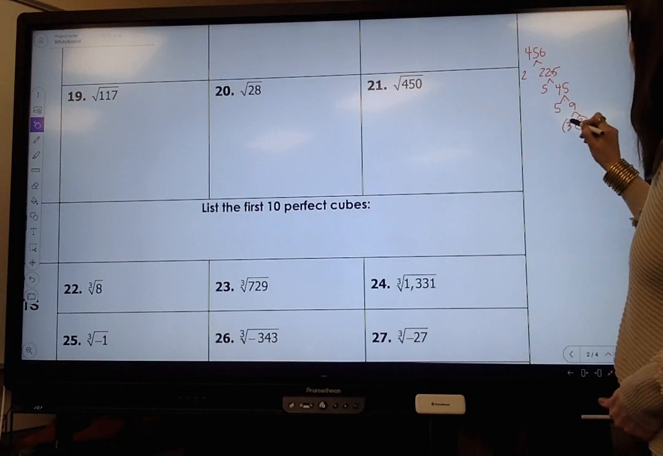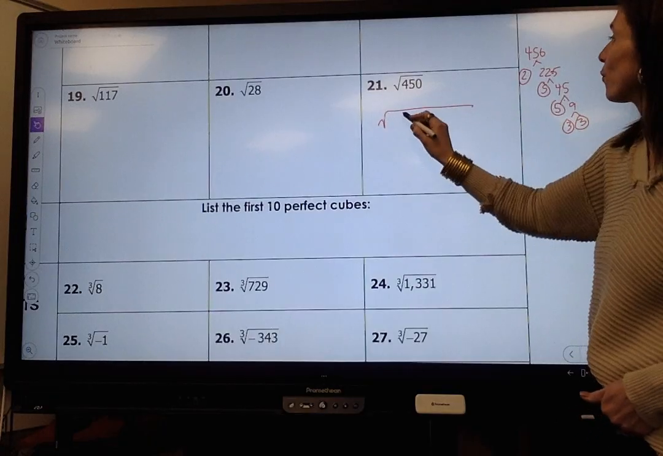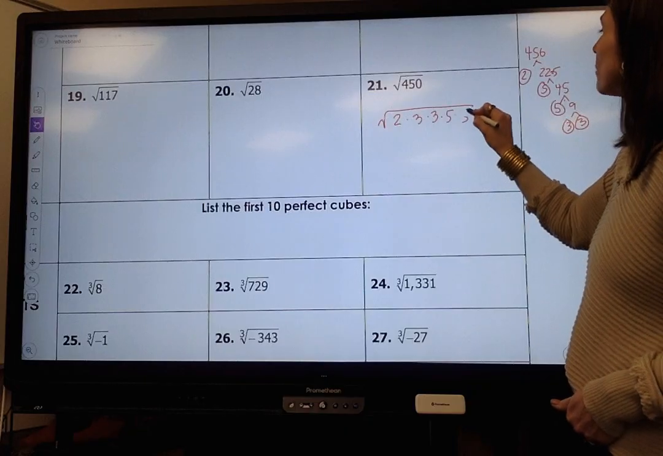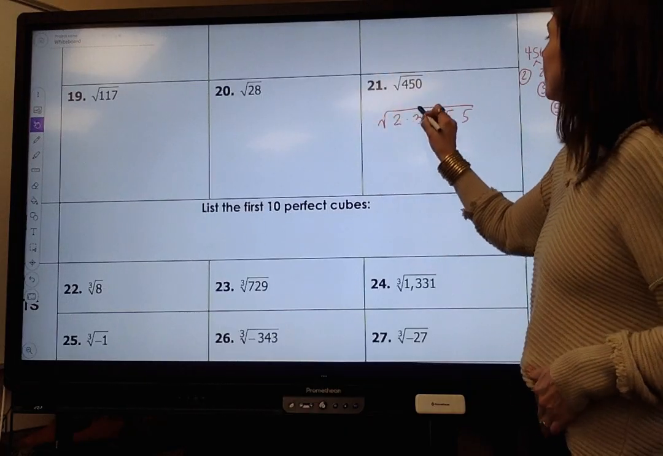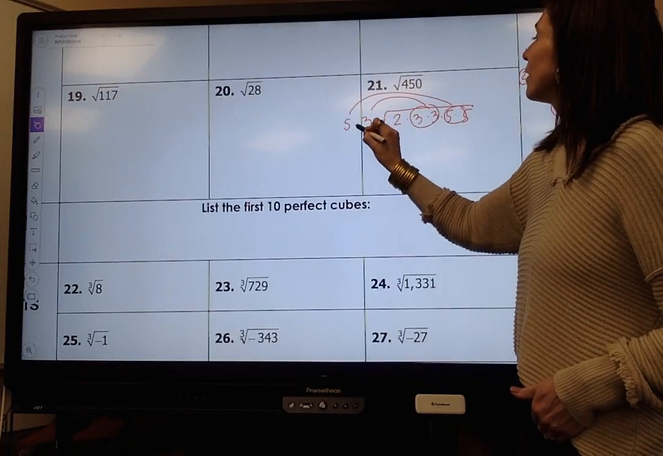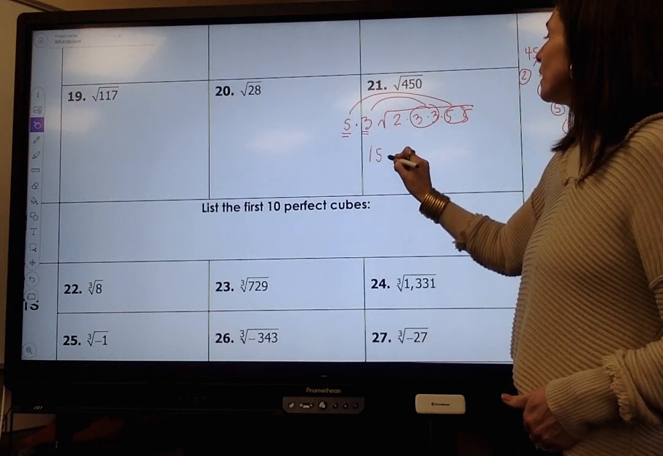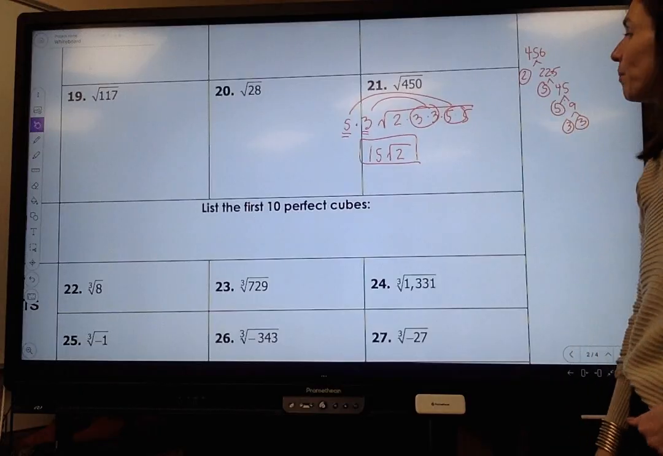So here are my prime numbers. I like to list my prime numbers in order from least to greatest. So I have 2 times 3 times 3 times 5 times 5. Remember the rule, it takes one pair to go outside. So a pair of 3's and a pair of 5's. And then don't forget these are factors, so you multiply. 5 times 3 is 15. And then you have a square root of 2. And that's my answer. Okay?